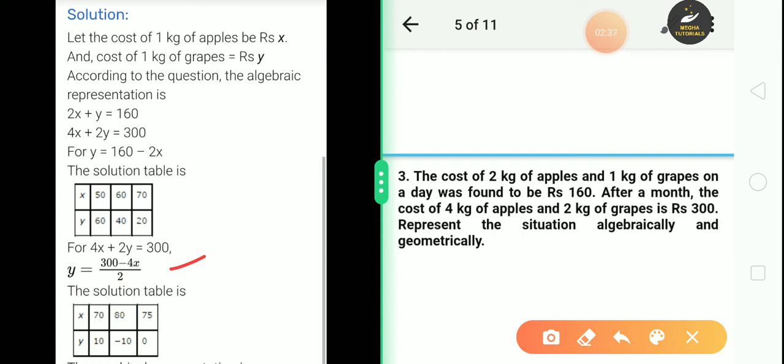Okay. Then assume x is equal to 80. So 8 fours are 320. 300 minus 320 is minus 20, and minus 20 upon 2 is minus 10. So when x is 80, we are getting y as minus 10.